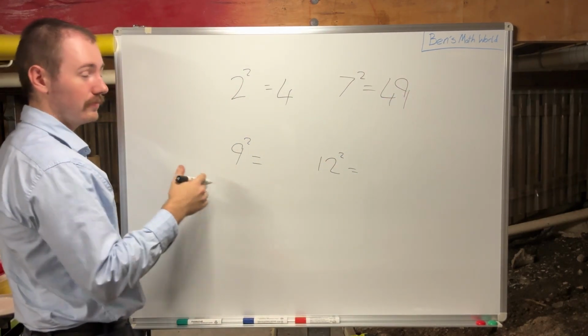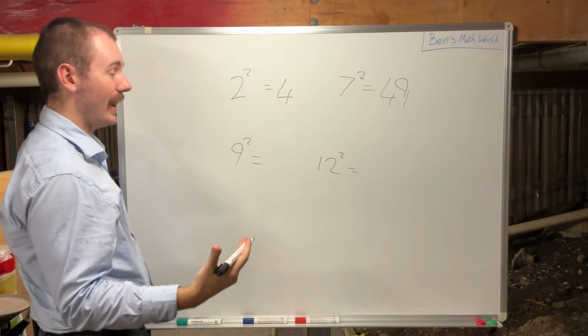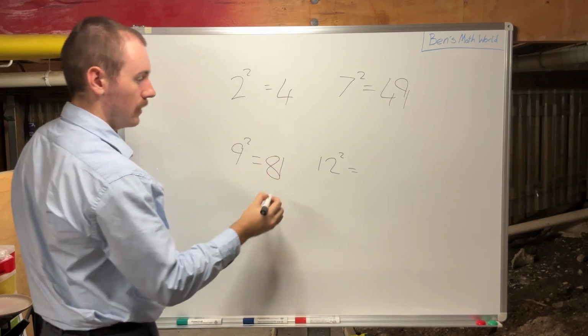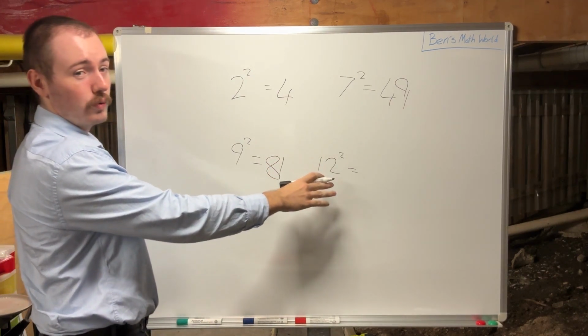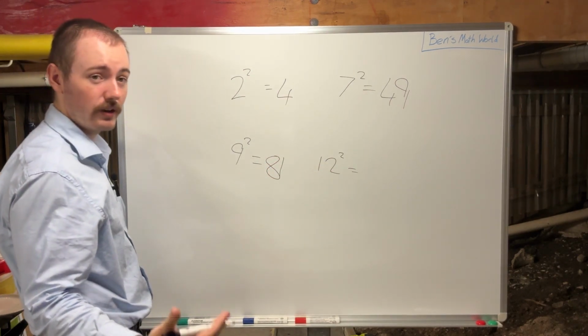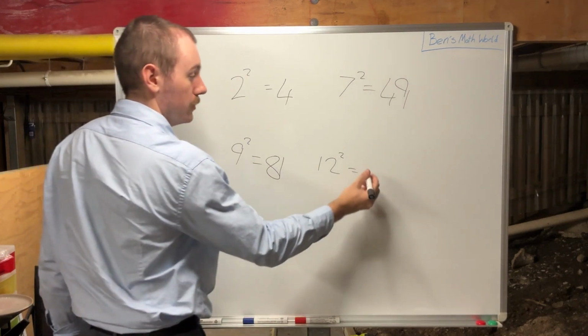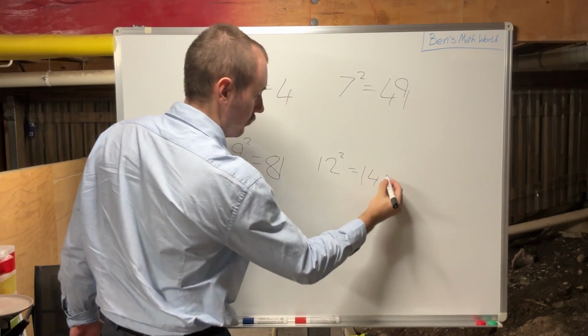9 squared, well, it's going to be equal to 9 times 9, which is equal to 81. And lastly, 12 squared. So squared meaning times by itself. We're going to do 12 times 12, which is equal to 144.